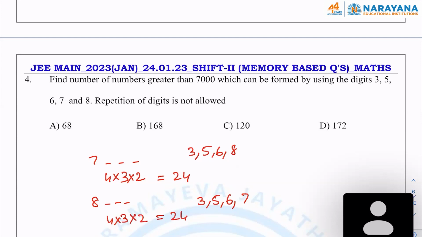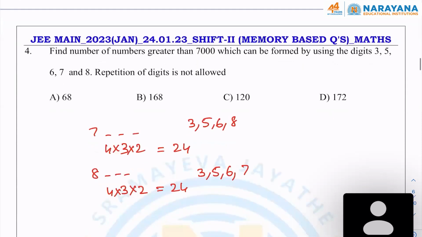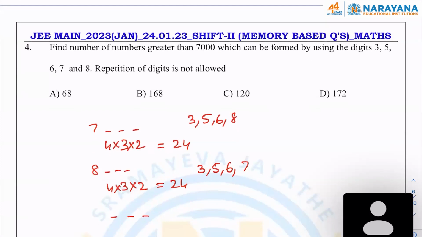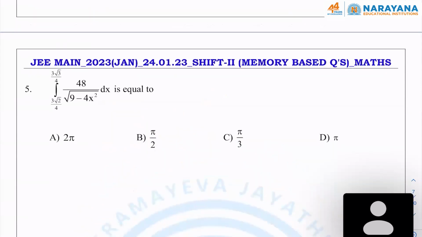Now even here, we can find the 5-digit numbers also. All the 5 digits: first it can be any one of the 5 available digits. So 5, next 4, next 3, next 2, next 1. So it is equal to 120. So the total number of numbers we are getting is 24 plus 24 plus 120, which is equal to 168. Option B is correct.